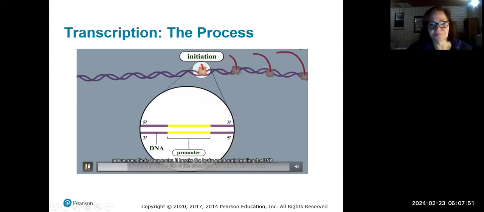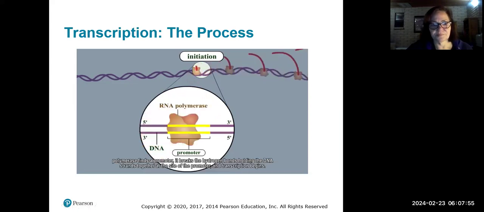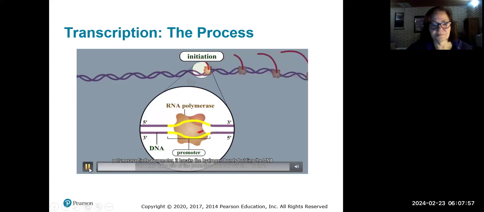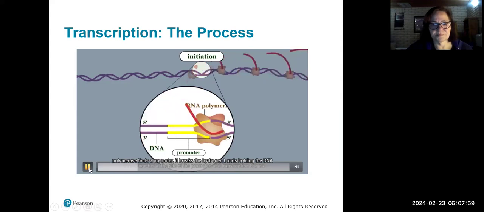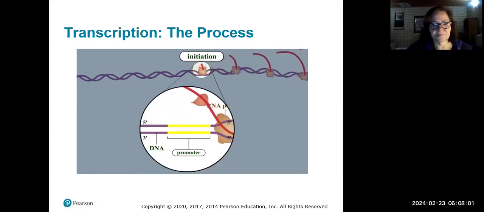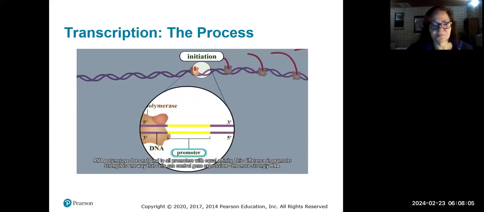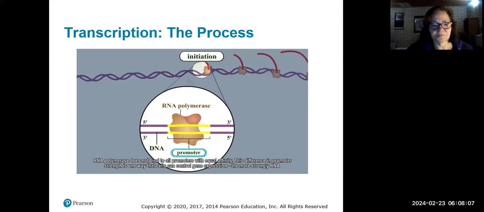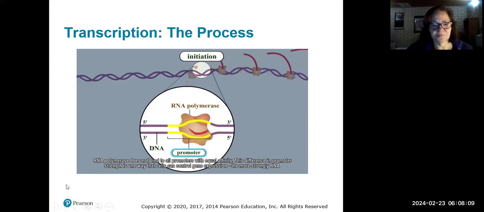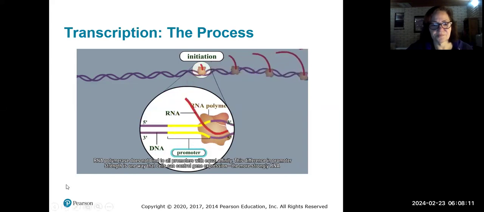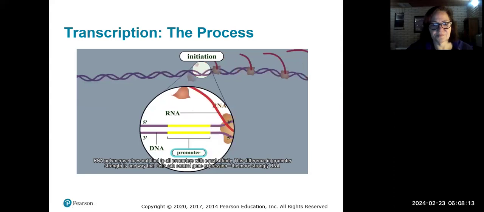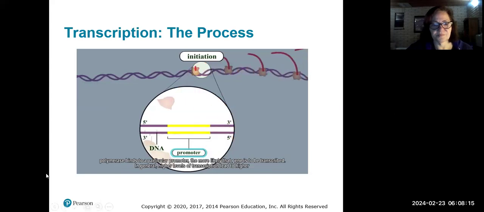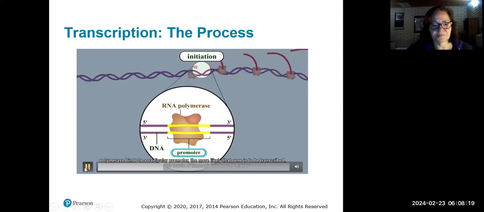When RNA polymerase finds a promoter, it breaks the hydrogen bonds holding the DNA strands together at the site of the promoter, and transcription begins. And then it's going to continue. RNA polymerase does not bind to all promoters with equal affinity. This difference in promoter strength is one way that cells can control gene expression. The more strongly RNA polymerase binds to a particular promoter, the more likely that gene is to be transcribed.